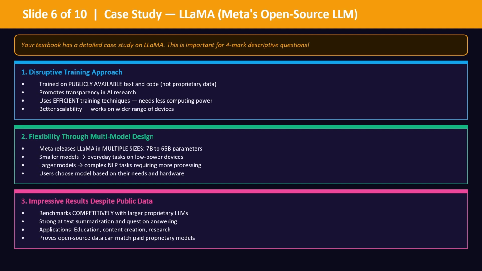Point 3. Impressive results. Despite using only public open source data, LLaMA performs as well as or even better than some larger, expensive proprietary models on tasks like text summarization and question answering. If your exam question says explain what makes LLaMA unique, these 3 points are your complete answer.